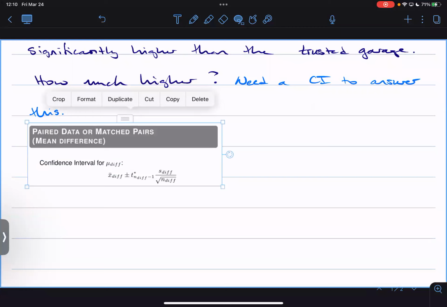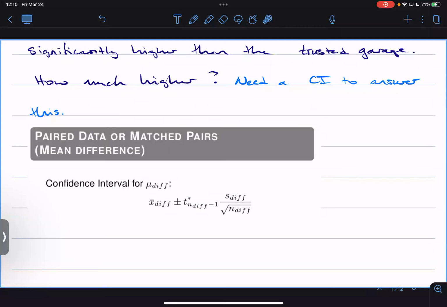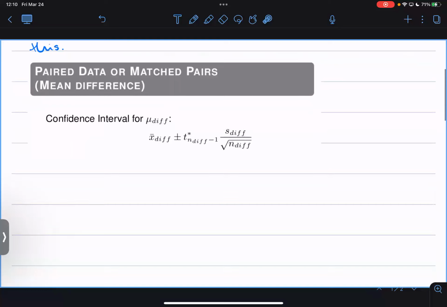All right, so this is the same formula that we had before. It's just emphasizing that we're talking about the differences, right? So the mean of the differences, the standard deviation of the differences, and the number of differences. And the T star, the critical value, still has n-1 degrees of freedom, where n is the number of differences, right?